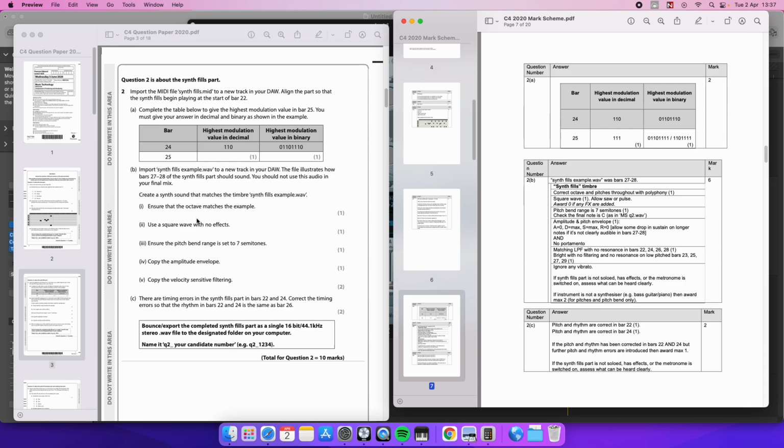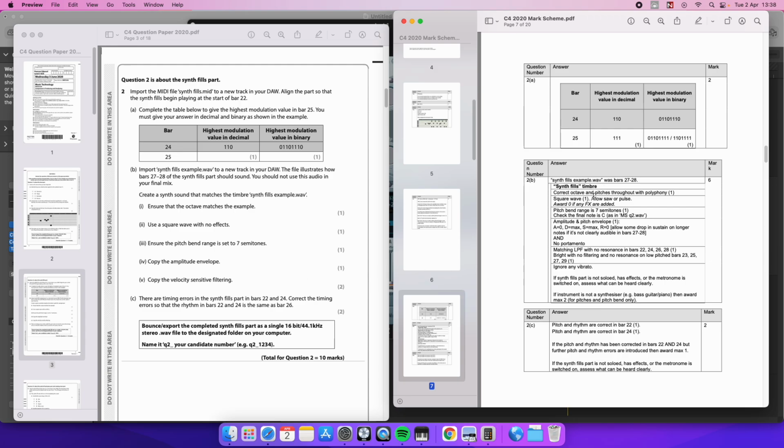Velocity sensitive filtering, eh? What is that? Do they mean, well, velocity is loudness. How sensitive it is is its own thing. It's sensitive to oneself, the velocity sensitive filtering. Does it say anything to that? Let's take a look here.